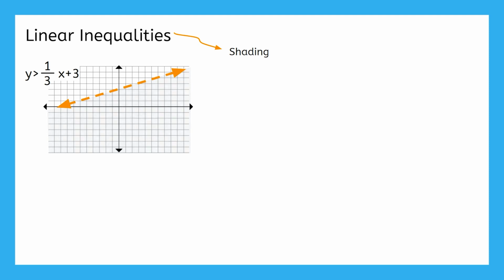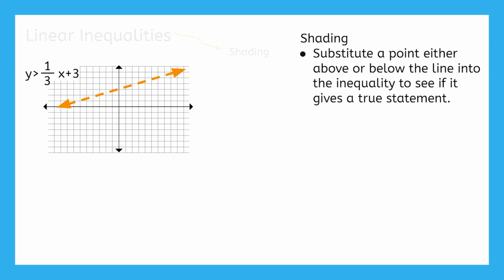So how do you think we can decide where all the solutions are? Well, since this is an inequality, this means that our solutions are either less than or greater than something. So we need to substitute a point either above or below the line into the inequality to see if it gives us a true statement. We'll call this testing a point.